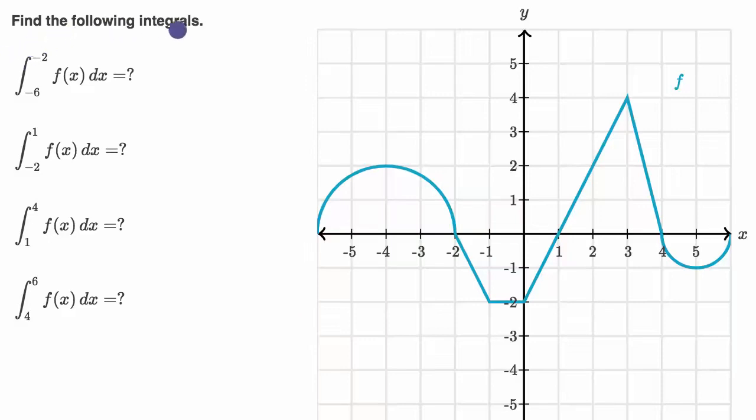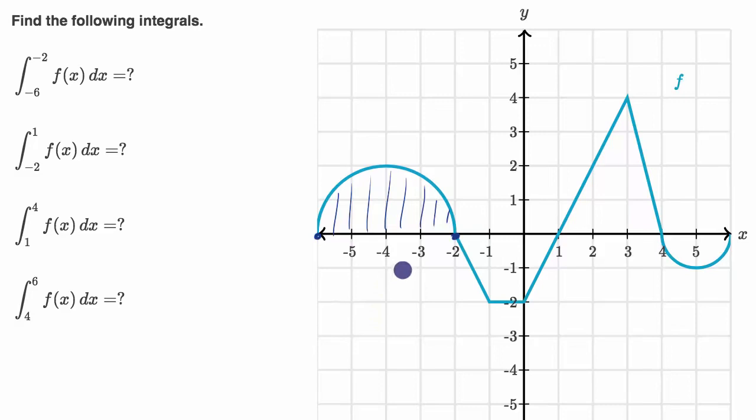We're told to find the following integrals, and we're given the graph of f right over here. So this first one is the definite integral from -6 to -2 of f of x dx. Pause this video and see if you can figure this one out from this graph. All right, we're going from x equals -6 to x equals -2. And the definite integral is going to be the area below our graph and above the x-axis. So it's going to be this area right over here.